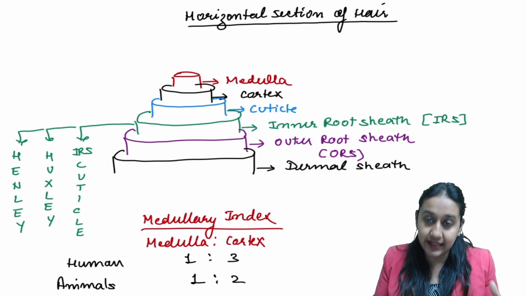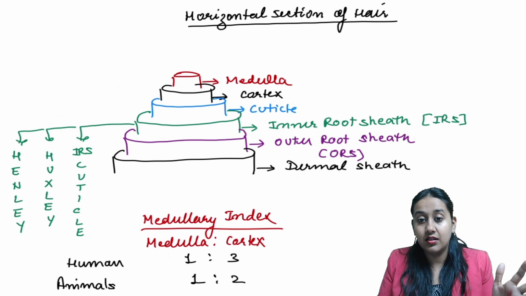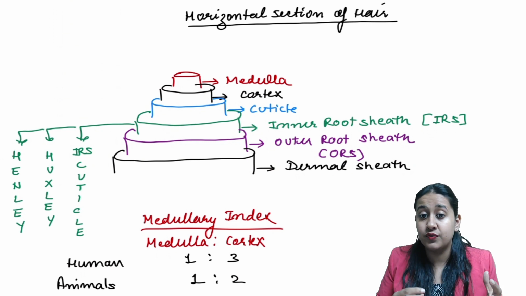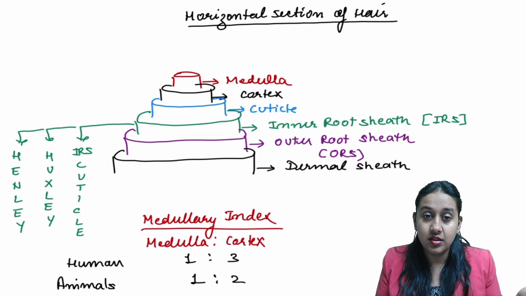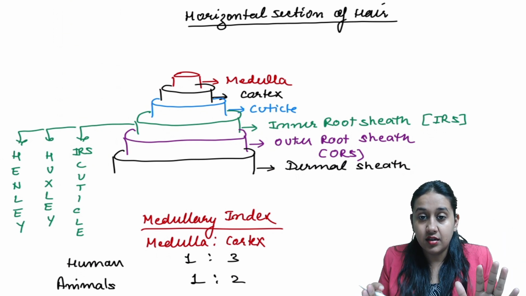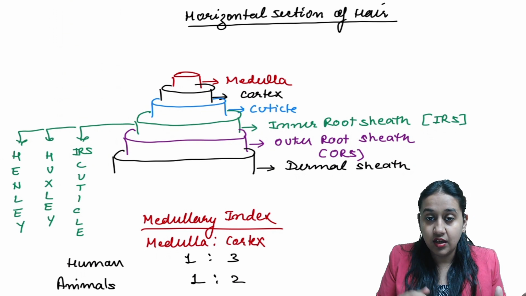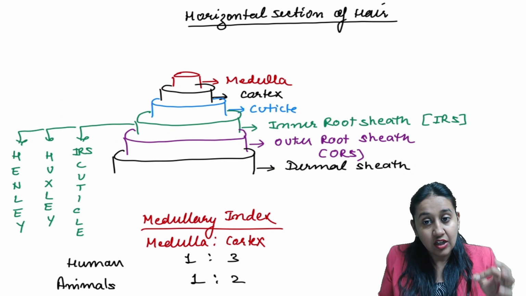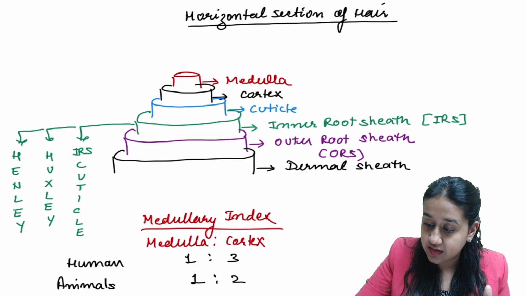So this is a very simple test to find out whether it is a human hair or it is an animal hair, and it is very useful when we are doing a crime scene investigation. So horizontal section of the hair, different layers starting from innermost medulla, cortex, cuticle, inner root sheath, outer root sheath, and dermal sheath. Now let us discuss the vertical section of the hair.